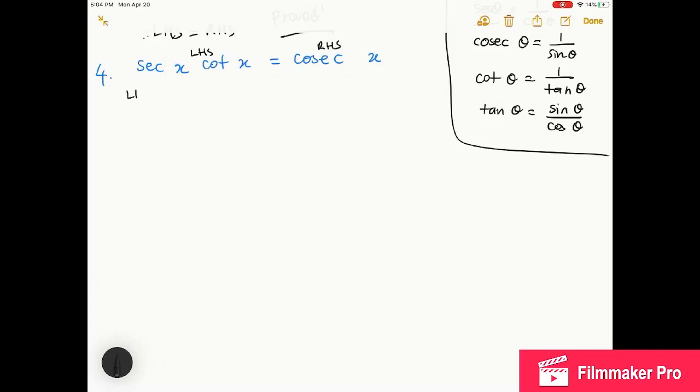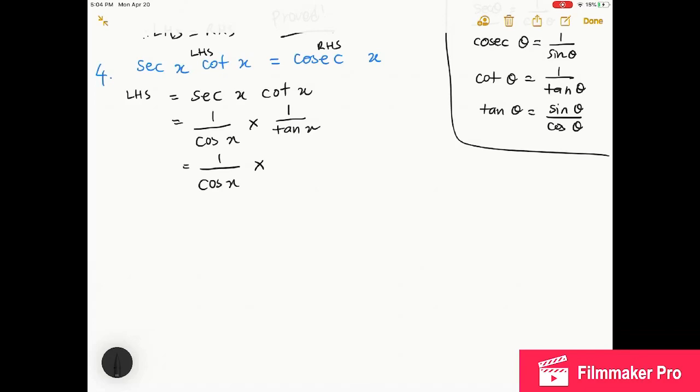Okay, now to the next question. Left hand side and right hand side. Question number 4. So I pick left hand side. So left hand side is secant x cotangent x. Secant x I simplify to be 1 over cos x, times cotangent x, which is actually equal to 1 over tangent x.